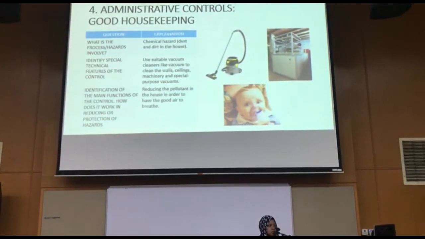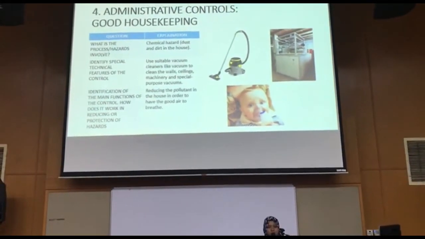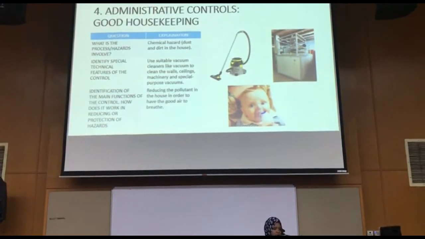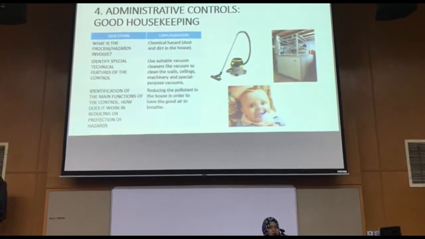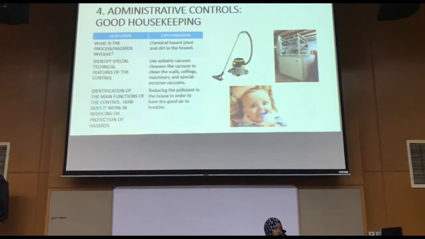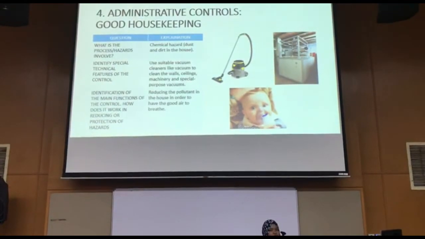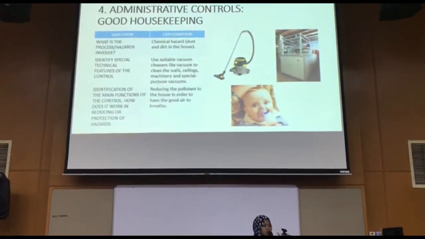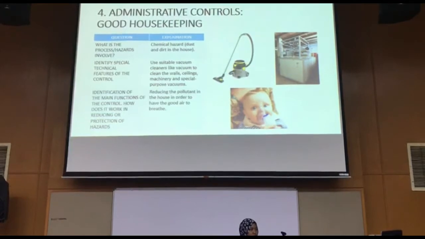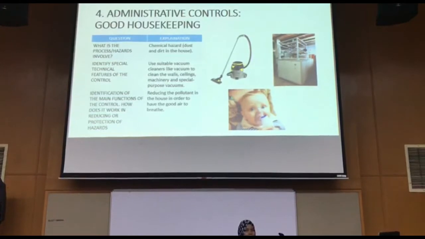I suggest using suitable vacuum cleaners. There are many types of vacuum cleaners, so we must use them according to the types of hazard that we face. For example, here is a vacuum to clean the walls, ceilings and machinery. This is the ordinary vacuum cleaner that we always use, like in the pictures. And the next one is special purpose vacuums. These types of vacuums are usually fitted with what we call HEPA filters.